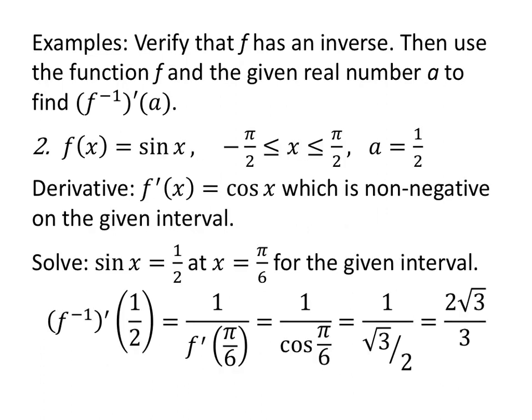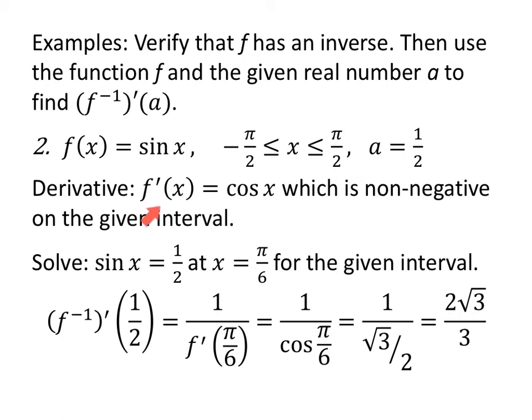Let's do that again. We'll verify that f has an inverse, then use the function f and the given real number a to find f inverse prime at a. So f of x is sine of x, and we're going to use the interval from negative pi over 2 to pi over 2. Some of you might recognize this as the restricted domain for the sine function so that we can take an inverse sine. We're going to use the a value of 1/2.